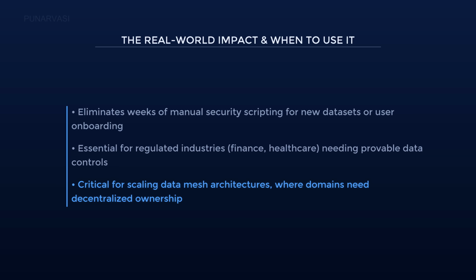Think of Unity Catalog not as a guardrail, but as the rulebook and trusted referee for your entire data league. Each domain team gets its own playbook and field, but the game is fair, safe, and everyone keeps score the same way. This is how you win with a data mesh, decentralized play, governed by a single source of truth.